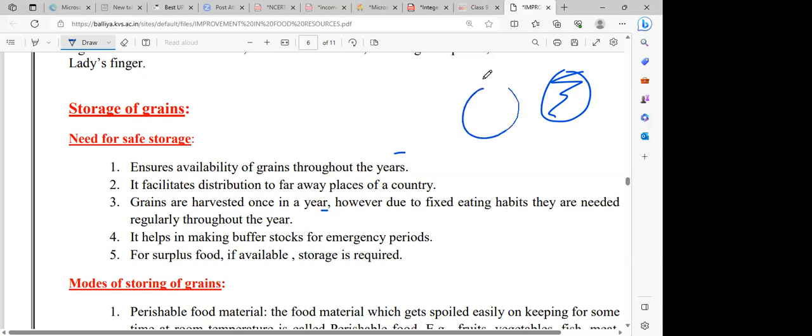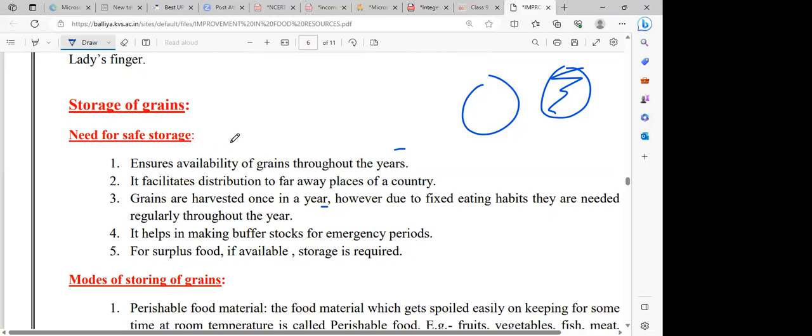Grains are harvested only once a year, but everyone uses grains, so there is a need for regular supply. You should store the grain instead of wasting it, so that it will last for one year. It also helps in making a buffer stock for emergency periods. And for surplus food available, storage is required. So these are the reasons why you should store food.